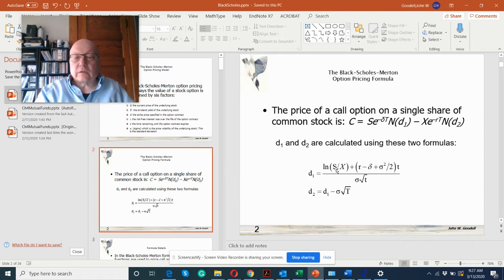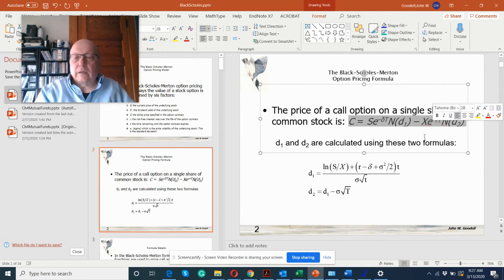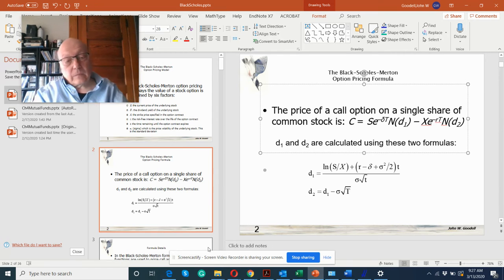Once we have those six inputs, we can calculate D1 and D2 first. This is the Black-Scholes equation here, but it's best to do D1 first and then D2, and then we kind of work from the inside out.